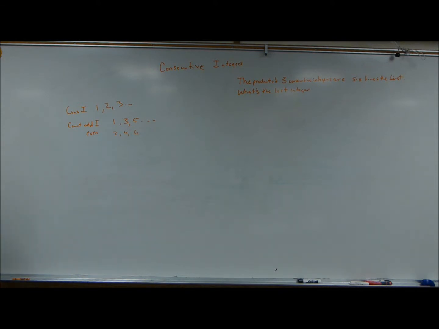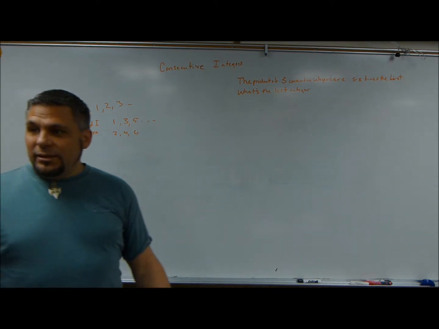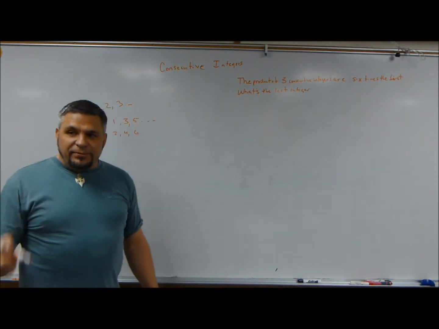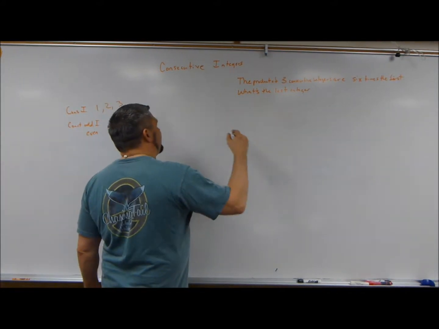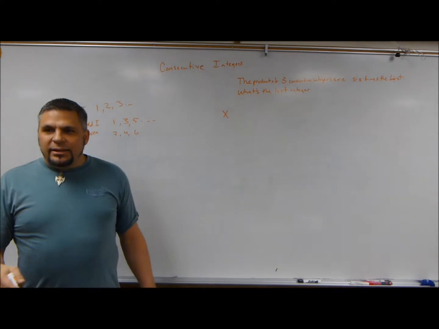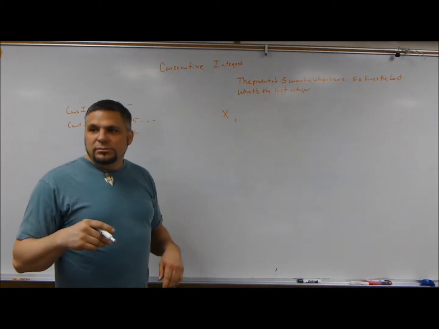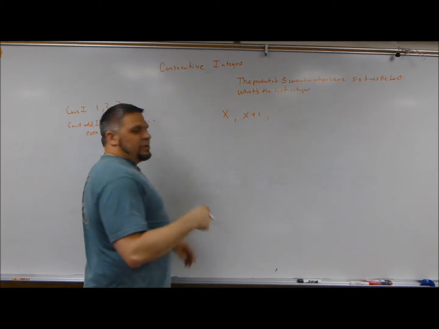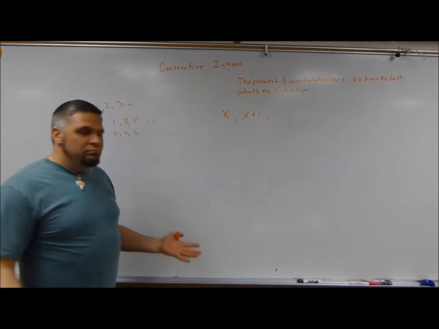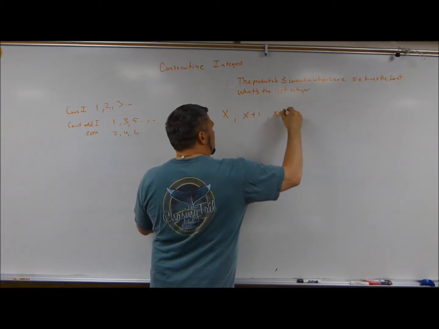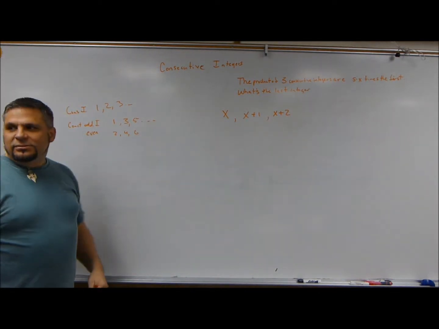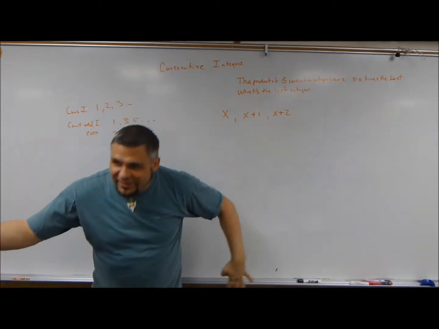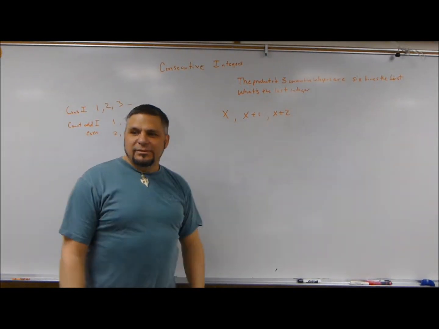This one's a fun one because it's the product of 3 consecutive integers. When we think of 3 consecutive integers, we want to think of one of them being x. Then the next one would be x plus 1, and the third one would be x plus 2, because you're just going up. So now we have our 3, and there they are.